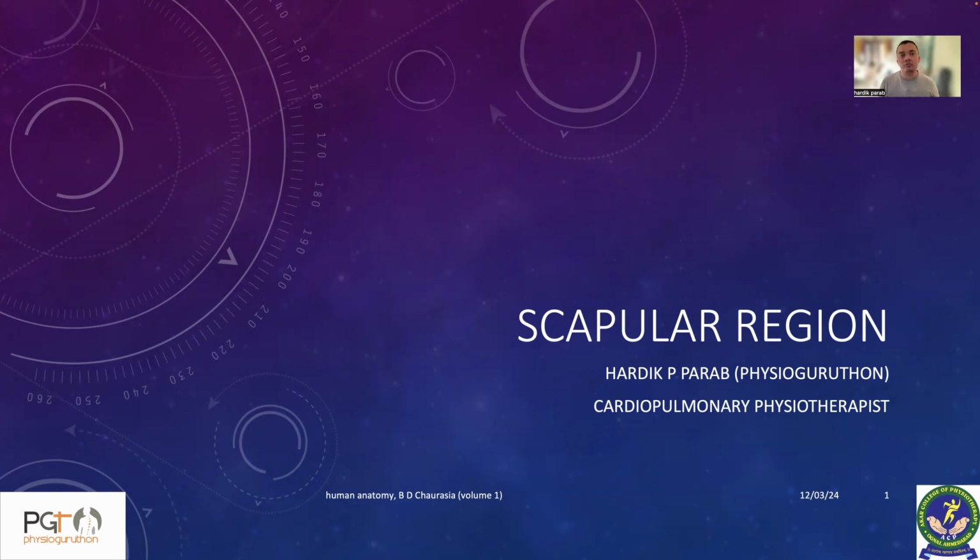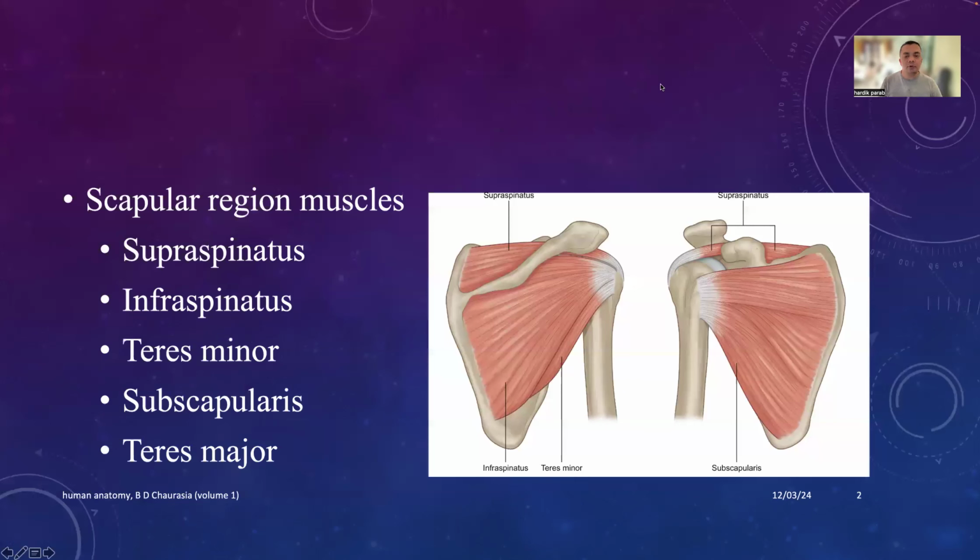So the first thing in the scapular region, we'll be talking about the muscles of your scapular area, which is mainly five muscles. So we'll see each of them one by one. In the scapular region we get supraspinatus, infraspinatus, subscapularis, teres major and teres minor. These are the five main muscles which are present around your scapular area, or they originate from the scapula and are inserted on the humerus, and they play a very important role for your upper limb function. So these are the five muscles.